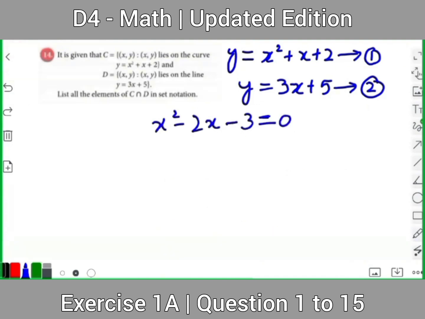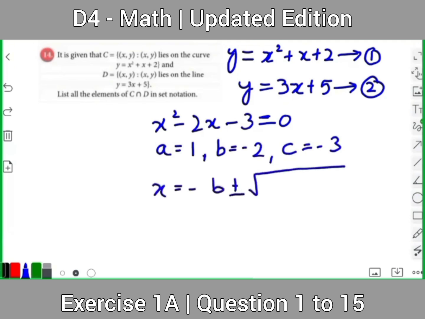So now we get a quadratic equation. What will we do here to find out the values of x, or the roots of this equation? We will write down the values of a, b and c. Here a is 1, b is minus 2, c is minus 3, and now we will use the quadratic formula. The quadratic formula is x equals minus b plus minus under root b square minus 4ac over 2a. Now we just put the values here.